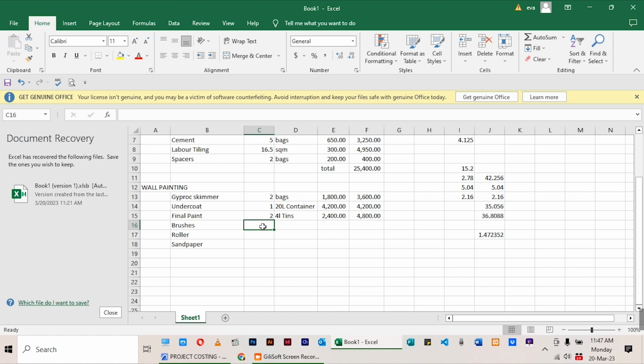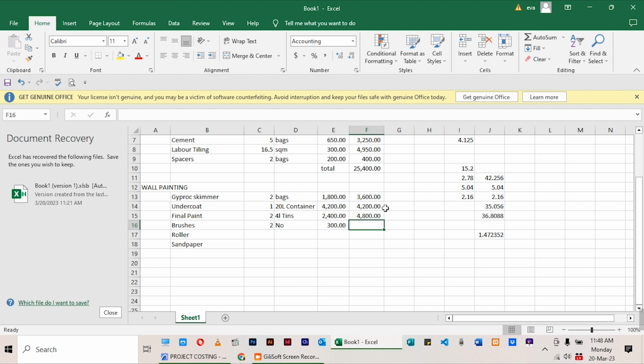Brushes, this is dependent on a person. If I'm doing such a space, I'll just buy 2 brushes. One will be a 6-inch and a 4-inch or a 3-inch because of the door and the window grills number, and each of them I'll give it a price of 300.